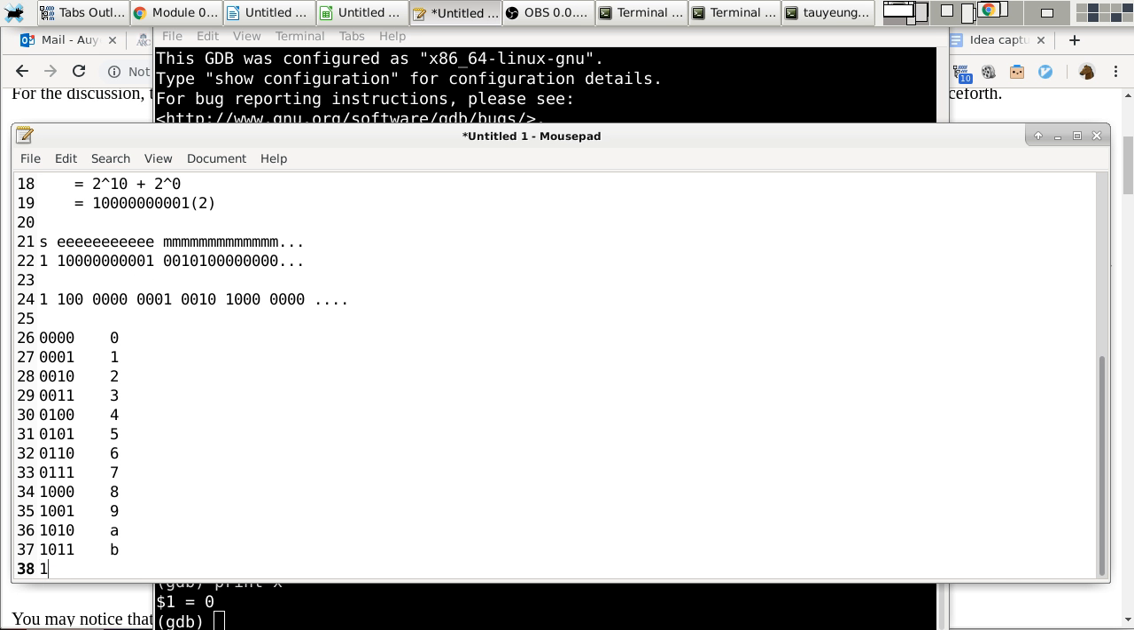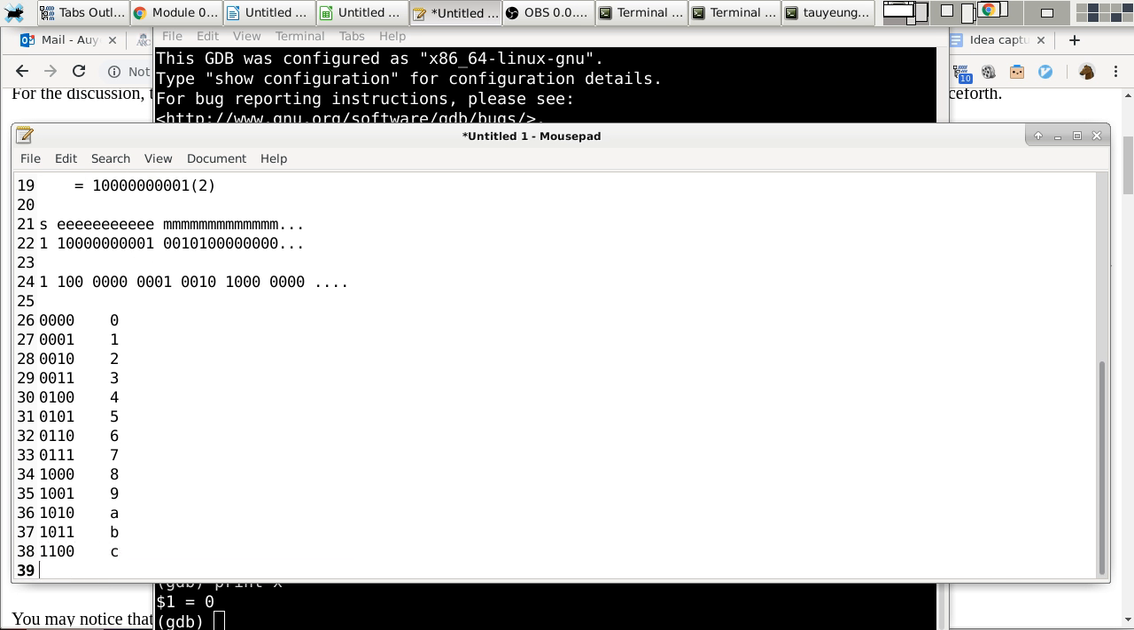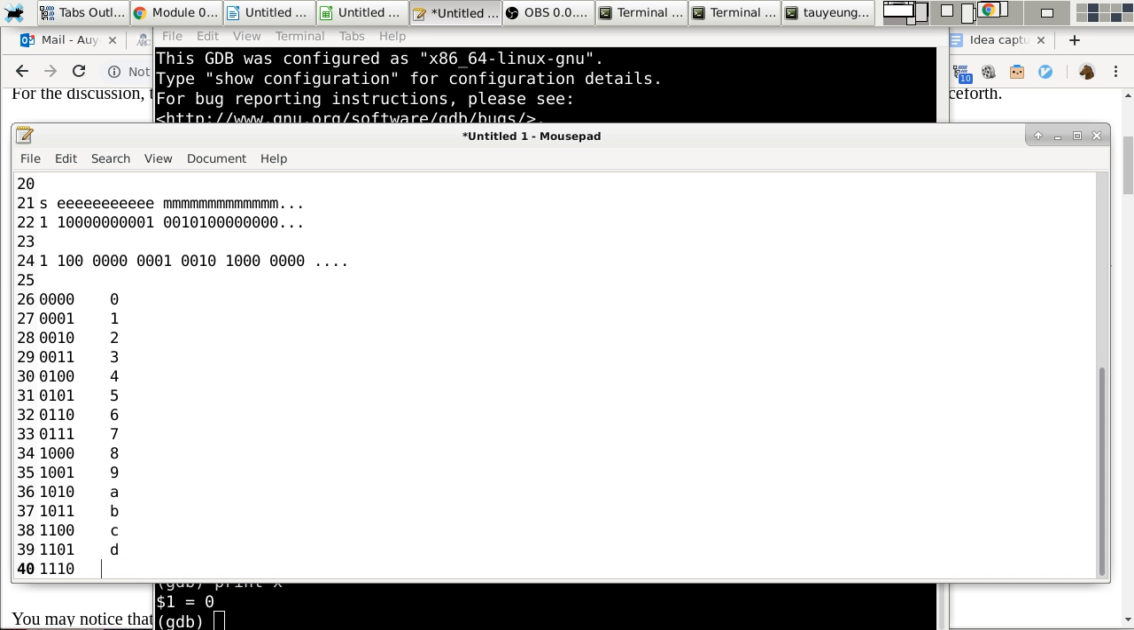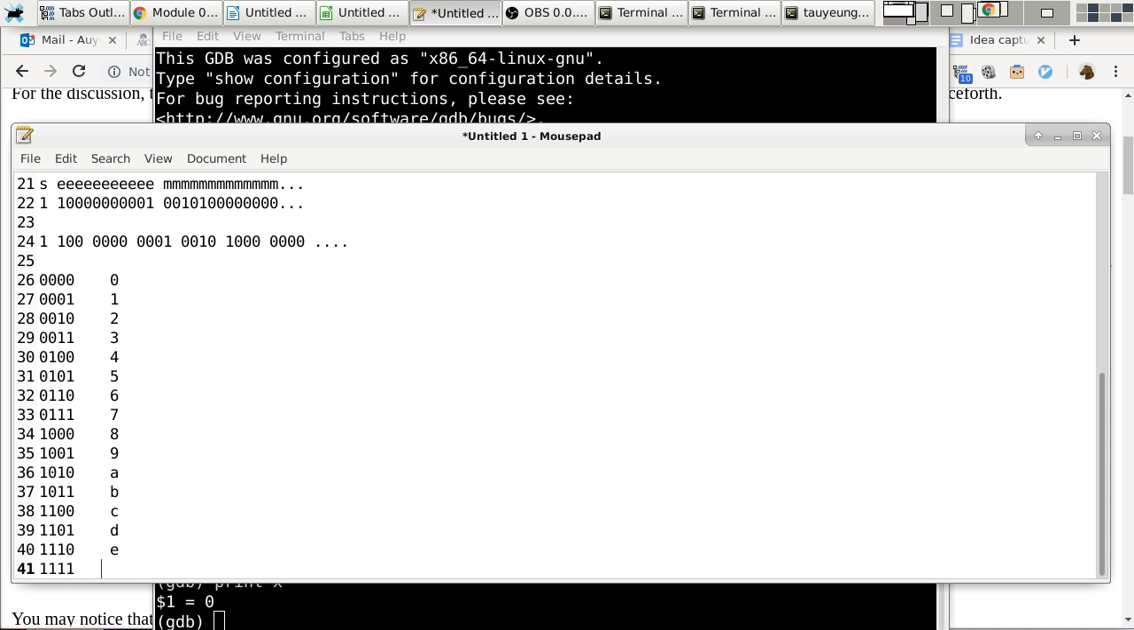This is B. That's C. That's D, E, and F. So we use up all the digits from 0 to 9 the way they are intended, just like in base 10. And then we borrow 6 letters from the alphabet. So we borrow A to F to represent the quantities of 10 all the way to 15.